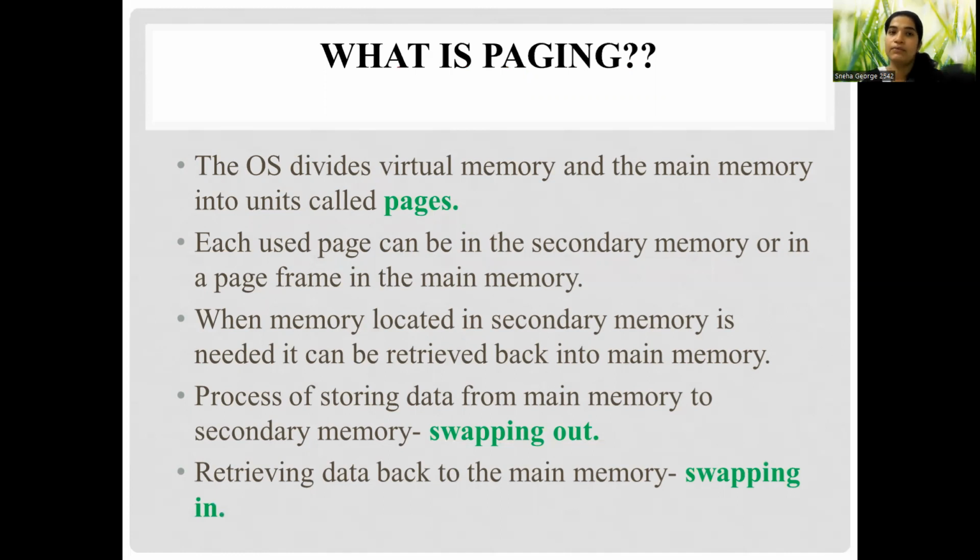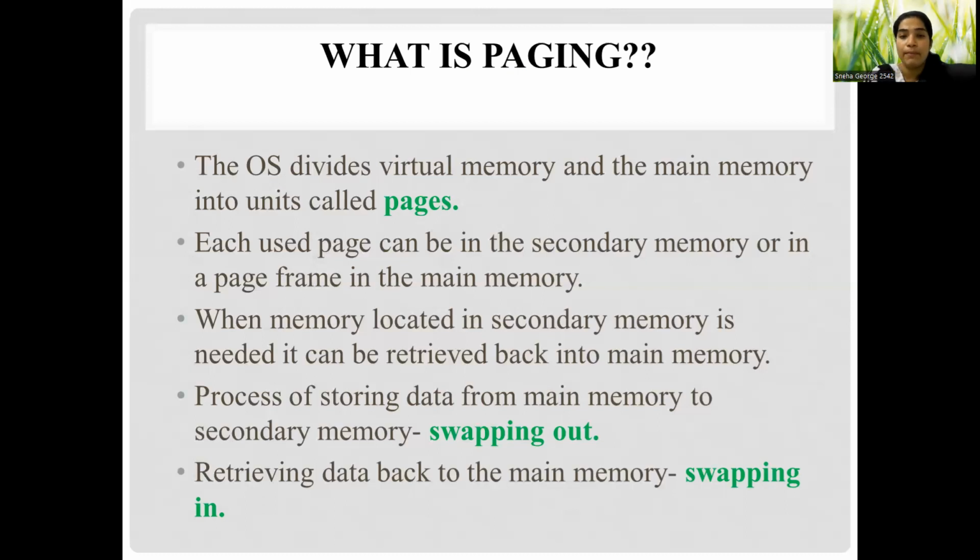If the CPU wants to execute a page and that page is not available in the main memory, that scenario is called a page fault. The CPU will then load that page from the secondary memory into the main memory. In the same way, if the CPU wants to execute a page and the page is present in the main memory, that is called a page hit. If it is not present, then we call it a page fault.